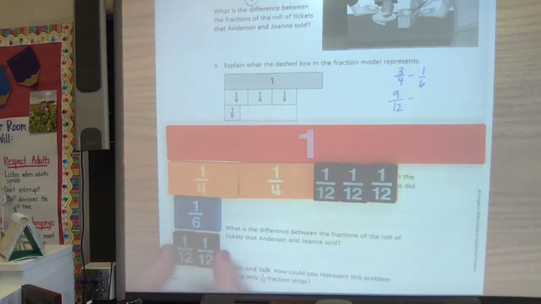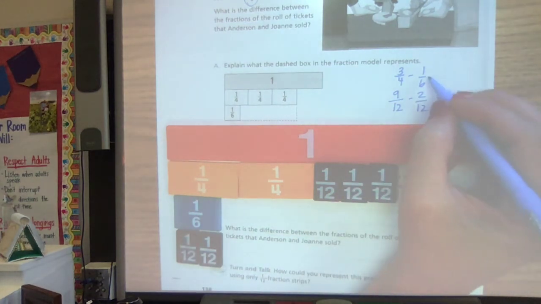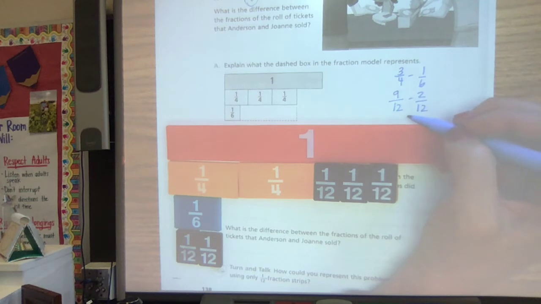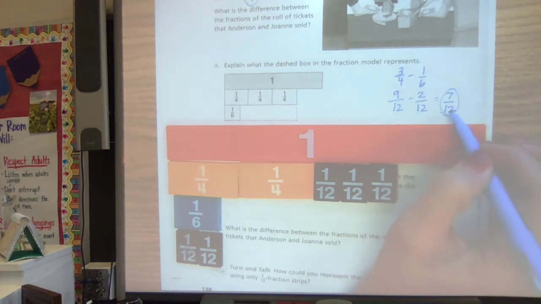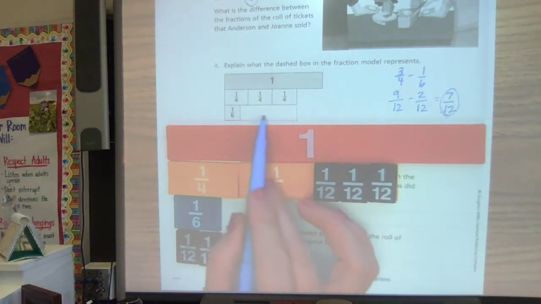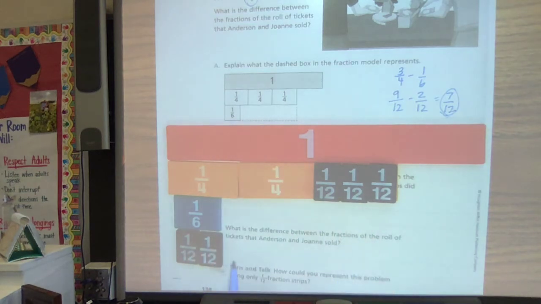And we just said there's 2/12 in 1/6. So 3/4 is equivalent to 9/12. 1/6 is equivalent to 2/12. 9/12 minus 2/12 is 7/12. This is a pretty large amount, and that makes sense because Anderson did way more than Joanne.